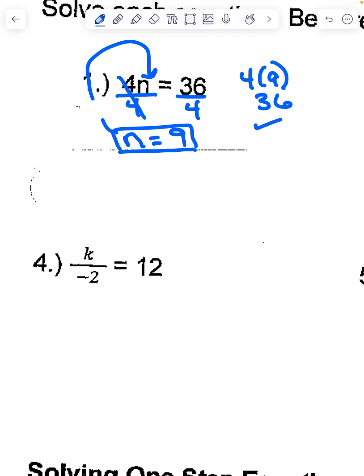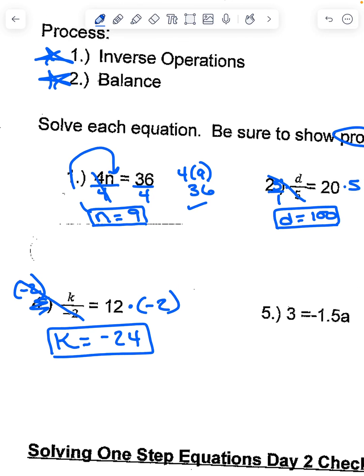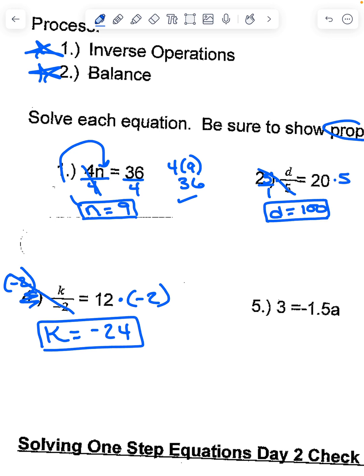Number 4 says something divided by a negative 2. The inverse would be to multiply both sides by a negative 2. So those negative 2's cancel out, leaving me with k. And 12 times a negative 2 is negative 24. And then I know that negative 24 divided by a negative 2 would be a positive 12. It checks out.